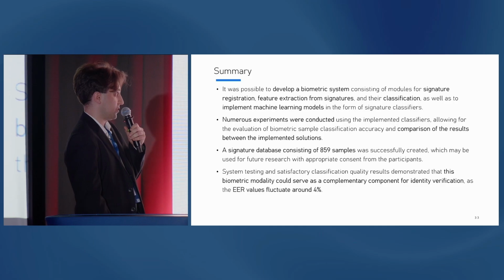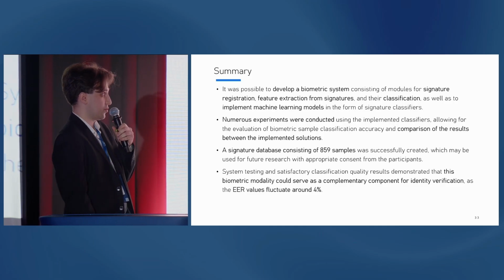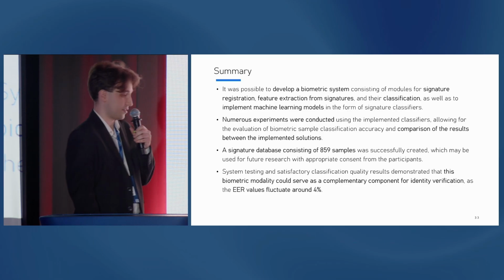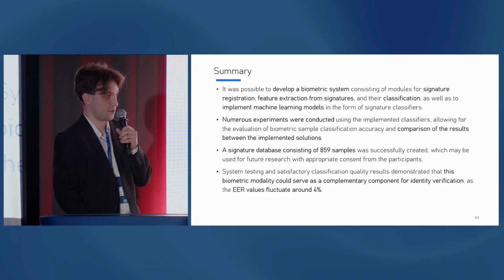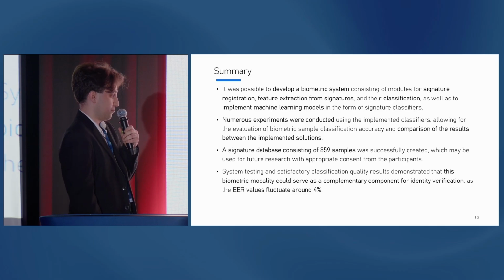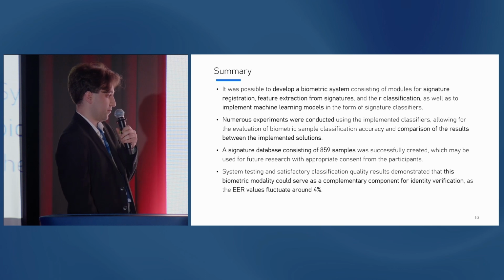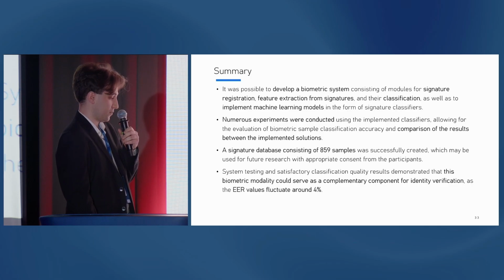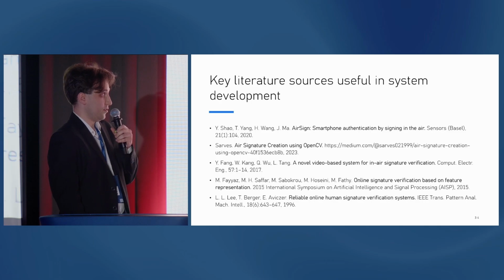To summarize, we managed to develop a biometric system consisting of modules for signature registration, feature extraction from signatures, and implement machine learning models. We conducted numerous experiments. A signature database consisted of 859 samples that can be used for further experiments, and the system can be a potential second factor in verifying the signatures digitally because of the EER value would be around 4%.